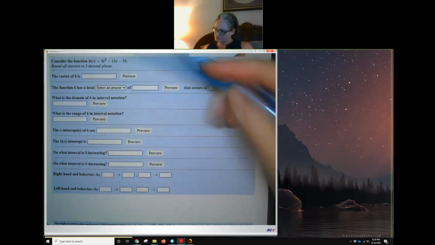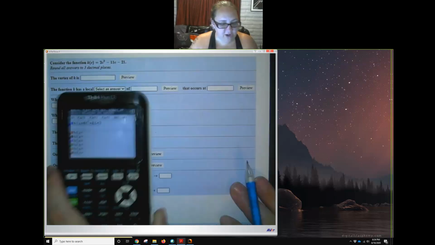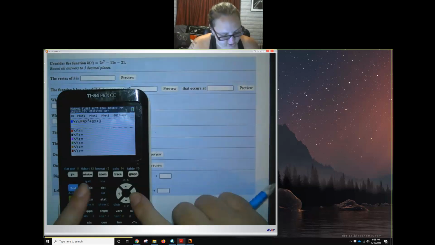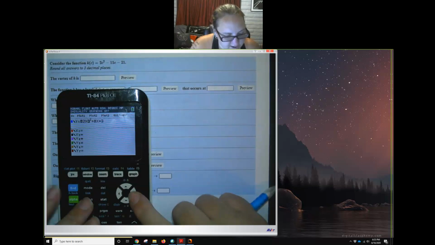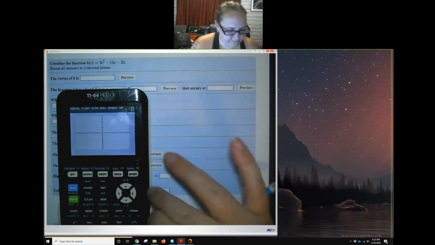Okay, now if you're given an equation, you can certainly use the minimum function on your calculator to find the vertex. So 2x squared minus 11x minus 21.